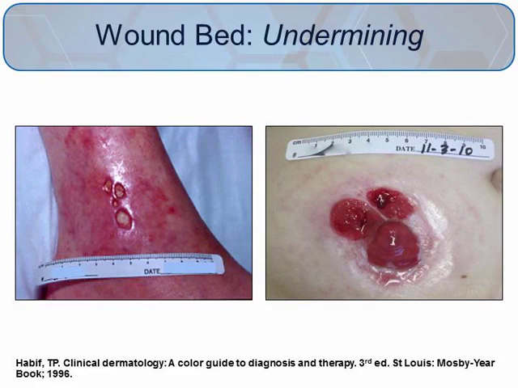You can also have undermining of just a couple millimeters, and in both of these wounds, these are patients with pyoderma gangrenosum, which typically has 1 to 2 millimeters of purple undermined borders. On the right, that's a peristomal pyoderma gangrenosum, and that thin bridge of skin across the middle is actually undermined.